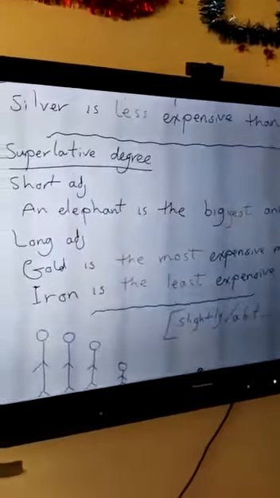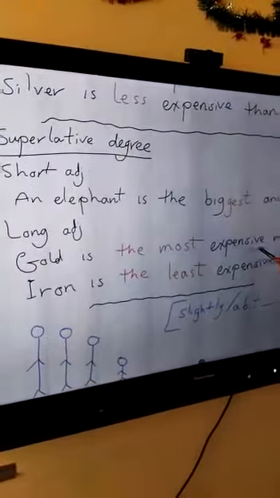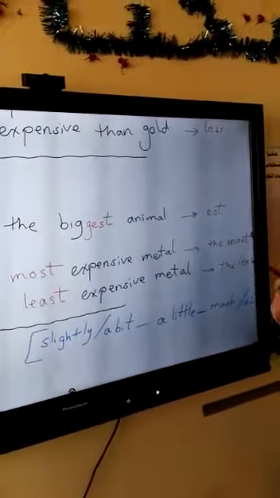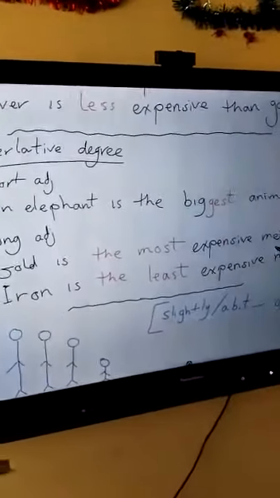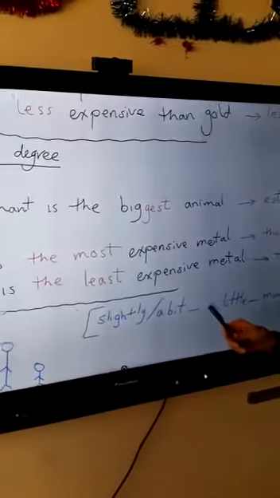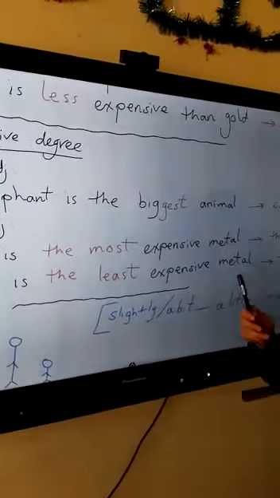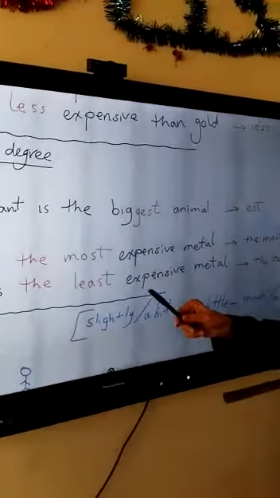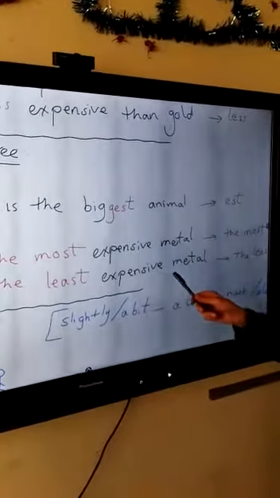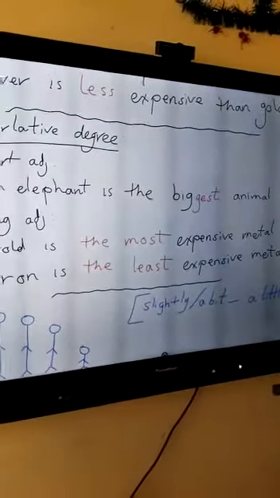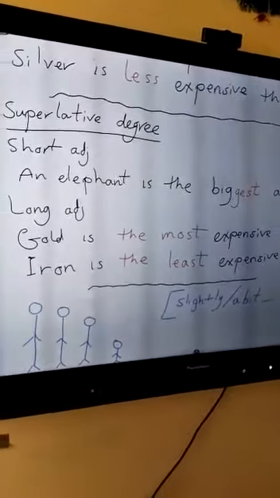Look at the long ones. Gold is the most expensive metal. We have added the word most before the adjective. The most expensive metal. Iron is the least expensive metal. So we can add the most or the least before the adjective.